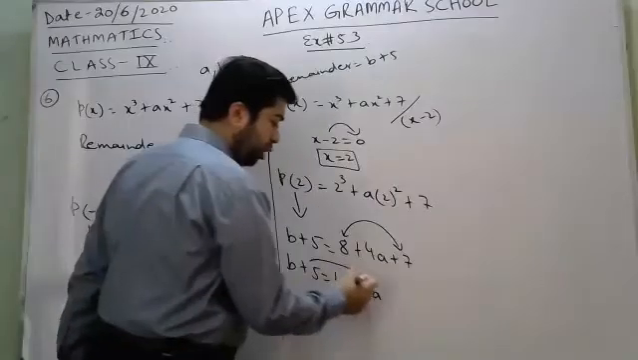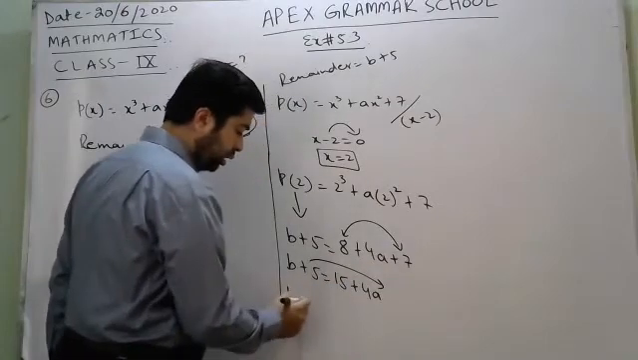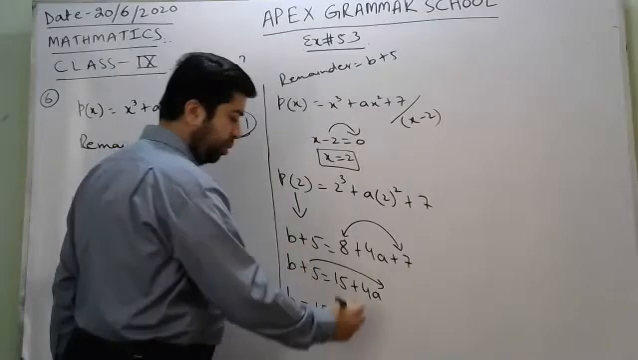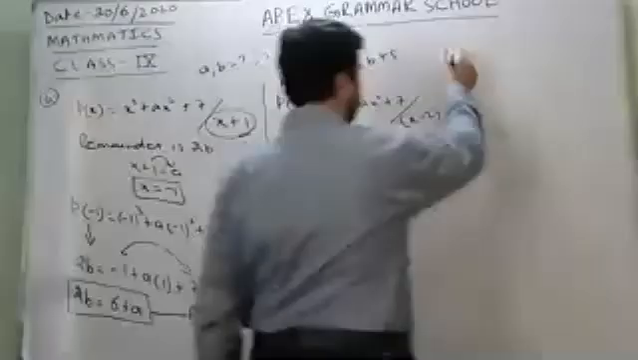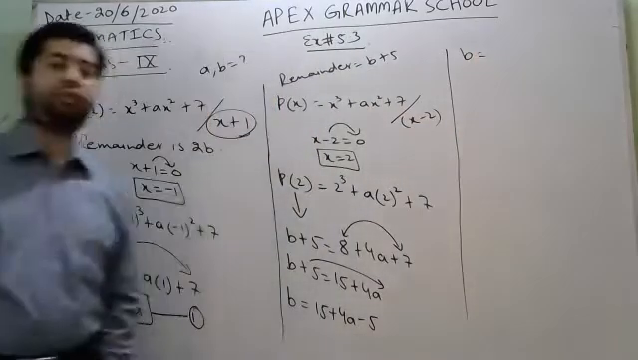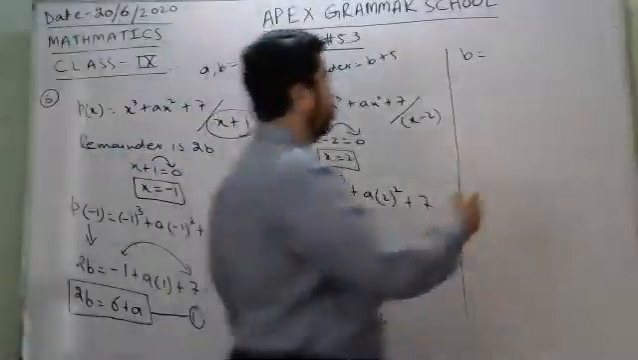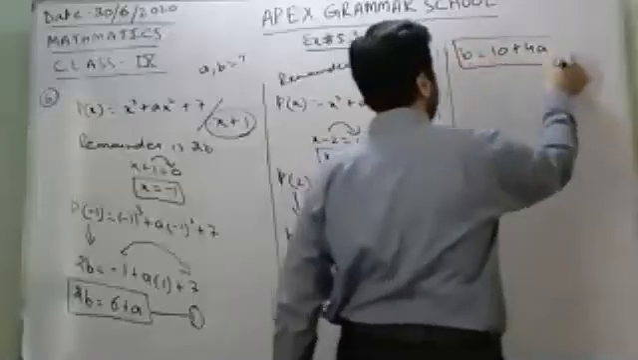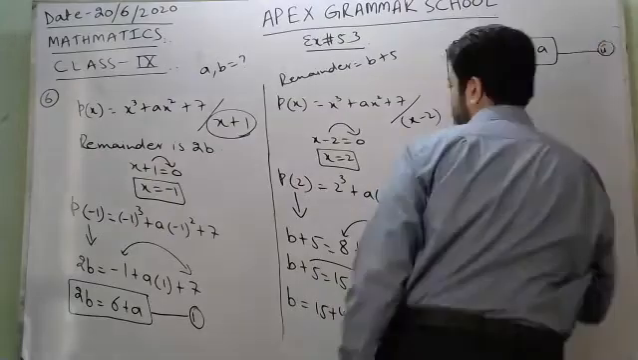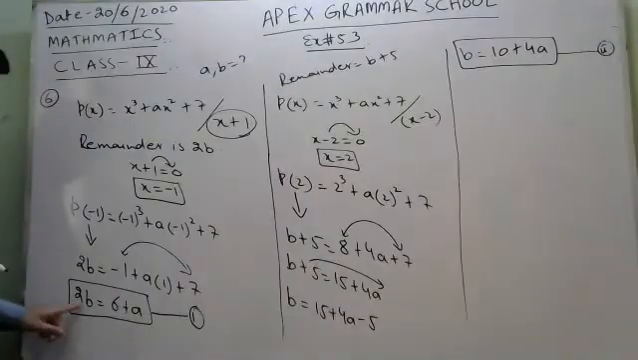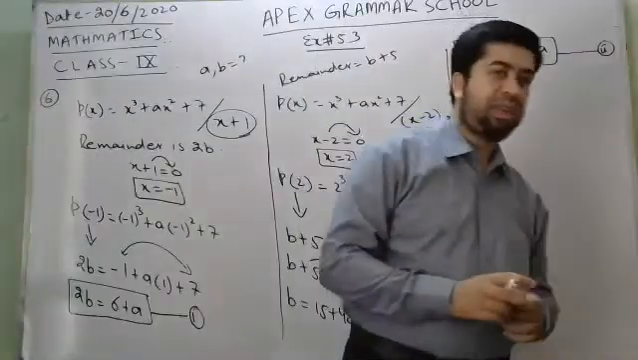This plus 5 is going to be subtracted on the other side, 15 plus 4a, and 5 will be on the other side. So you can say that b is equal to 15 minus 5. 15 minus 5 means 10 plus 4a. This is equation number 2. You can see that here it is 2b is equal to 6 plus a, and here it is b is equal to 10 plus 4a.